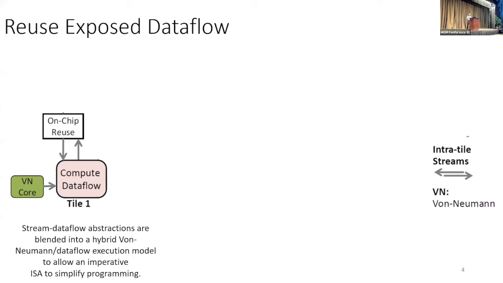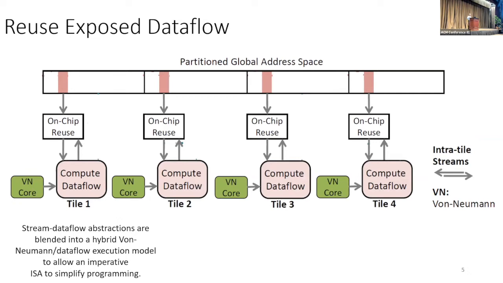So what is the architecture? So reuse exposed data flow starts with this idea of a von Neumann core, to which we attach a compute data flow core and then a relatively small memory for on-chip reuse. This gives us a couple of things. Gives us the efficiency of data flow. With the von Neumann core coupled, it gives us a very simple ISA and imperative programming abstraction. We then multiply this with a multi-tile abstraction that gives us a lot of parallelism, and add a partition global address space abstraction to access memory. That gives us most of the elements we need.